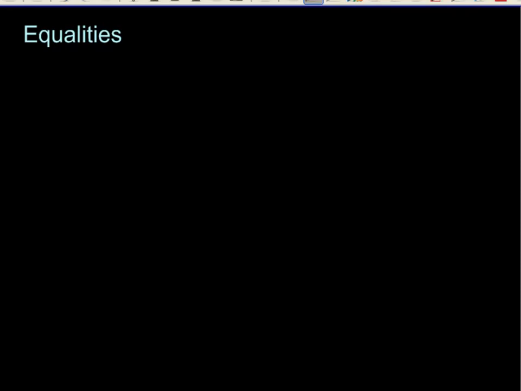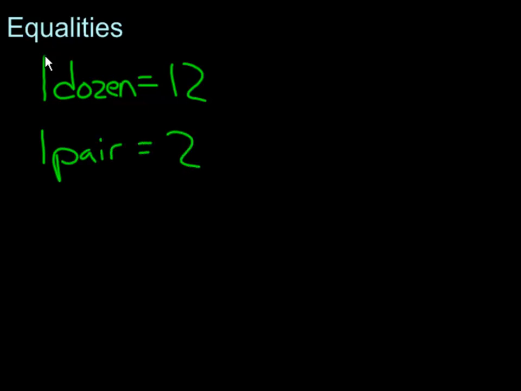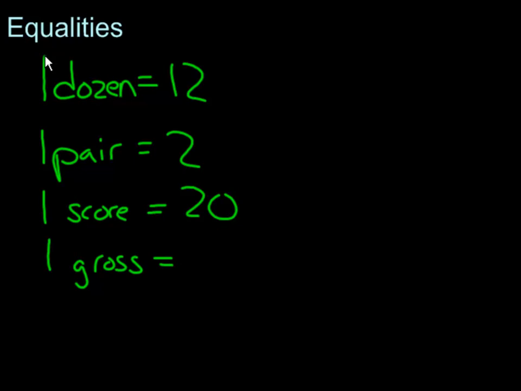Okay, we're going to talk about equalities now. This is the super mega important part. This is the beginning of conversion factors. Essentially what an equality is, an equality is simply two things that equal each other. I mean, that's what equality means. So like 1 dozen of something is 12. 1 pair is 2. One that you're probably not as familiar with, 1 score is 20. That's like from Abe Lincoln's four score and seven years ago. Score is 20. 1 gross of something is 144. That basically means a dozen dozen.